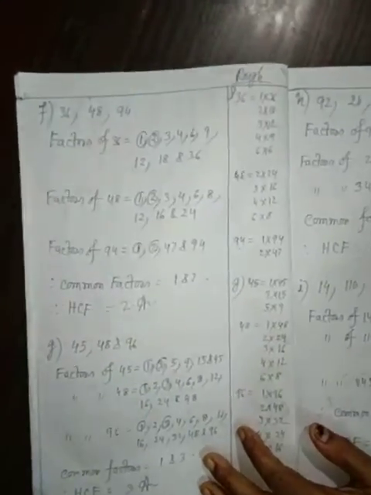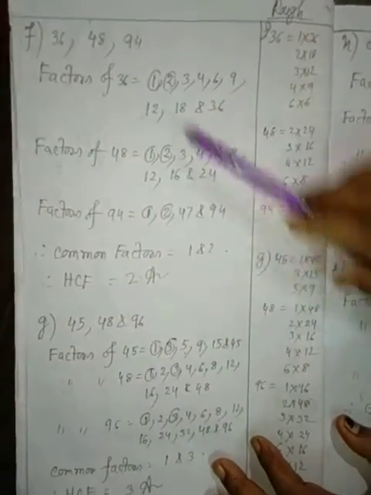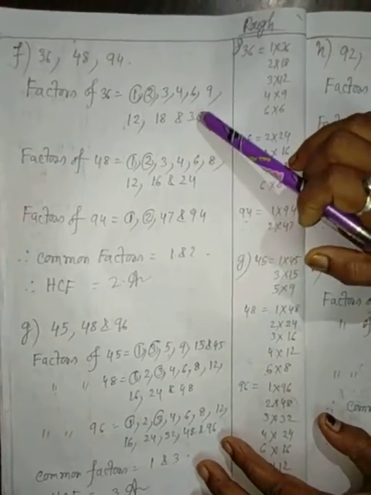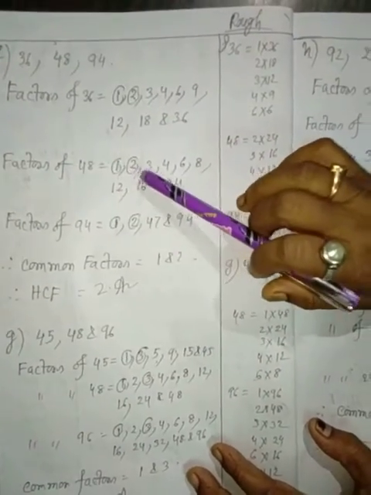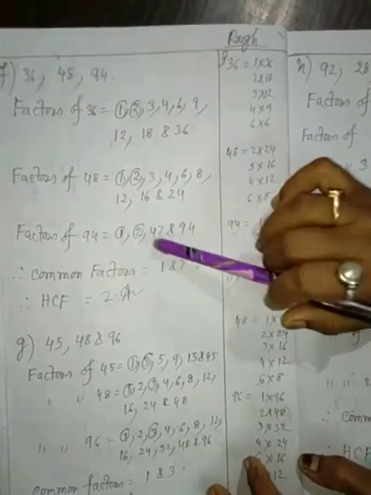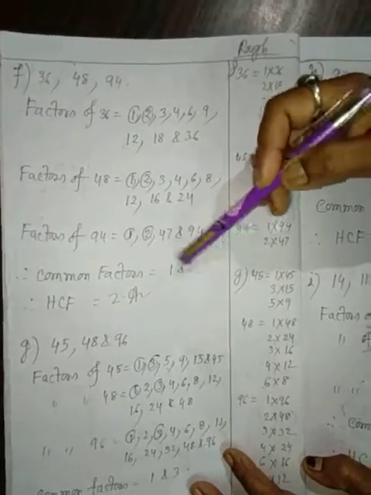F. 36, 48, 94. Now I show factors of 36: 1, 2, 3, 4, 6, 9, 12, 18 and 36. Factors of 48: 1, 2, 3, 4, 6, 8, 12, 16, 24 and 48. Factors of 94: 1, 2, 47 and 94. Common factors 1 and 2. That is HCF 2.